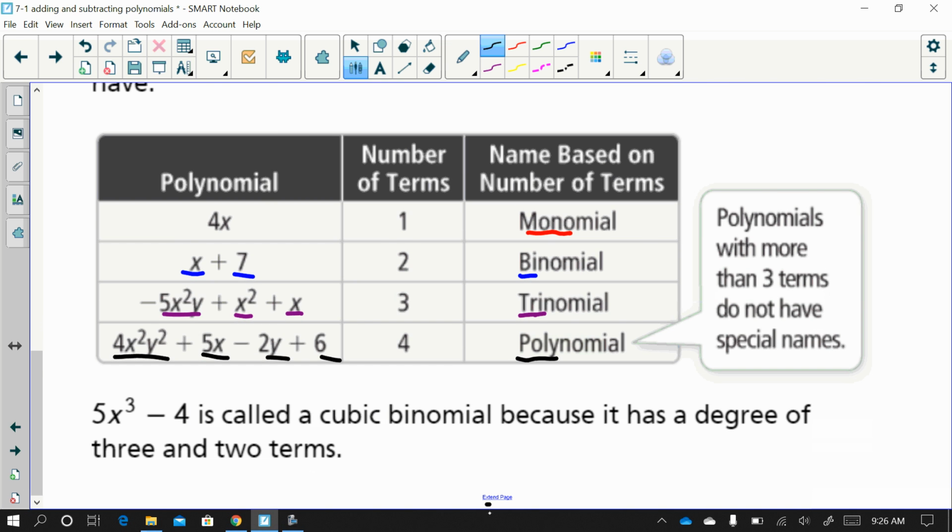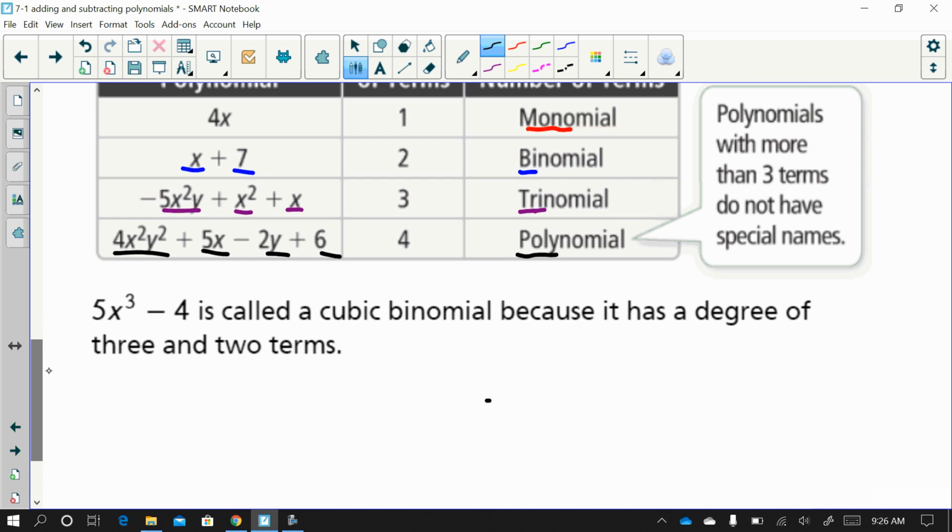So the example this book gave us was 5x cubed minus 4. What do we call this? Well, let's start with the degree. We have an exponent of 3, so that makes it cubic. And how many terms do we have? 1, 2, so we call it a binomial. Okay, a degree of 3 and 2 terms.